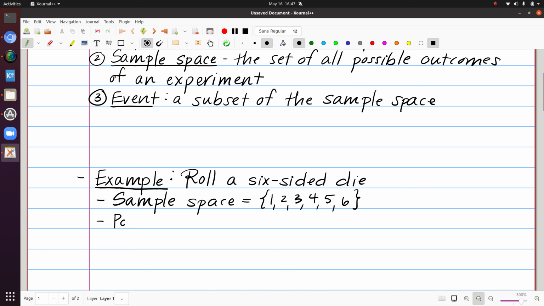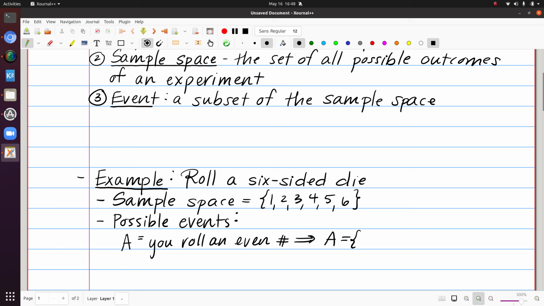Then we talked about the idea of an event. Now there are lots of different events I could define here because there are several different subsets I could collect. What I'd like to do, though, is to describe an event in words and then make sure we can write down what the subset would be. So often with events, we use capital letters, typically from the beginning of the alphabet. So if I said that A is the event that you roll an even number, then that would mean that A would be the subset of our sample space that contains 2, 4, and 6.